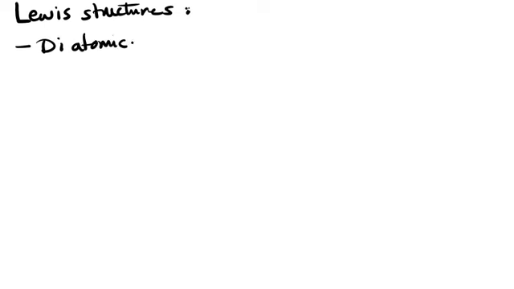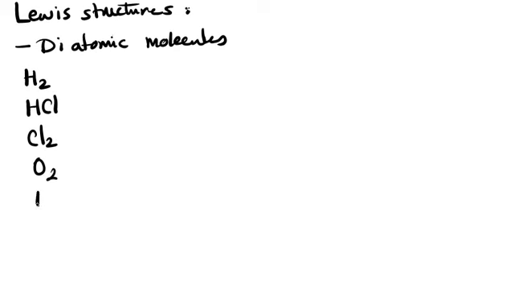How do we work if we have a compound, not an element? So I'm going to work on Lewis structures, and first I'm going to work on diatomic molecules. What does that mean, diatomic molecules? I'm going to work on some examples like H2, HCl, Cl2, oxygen, N2. I think that is enough if we work on these examples as diatomic molecules.